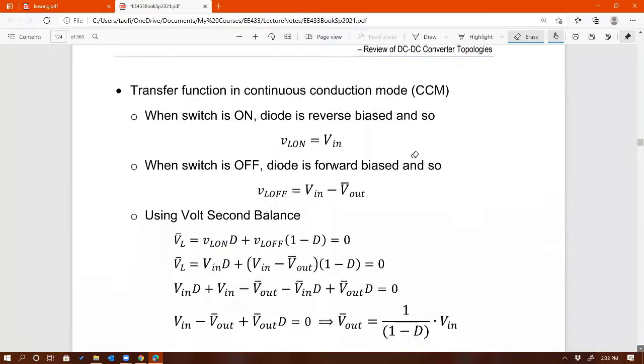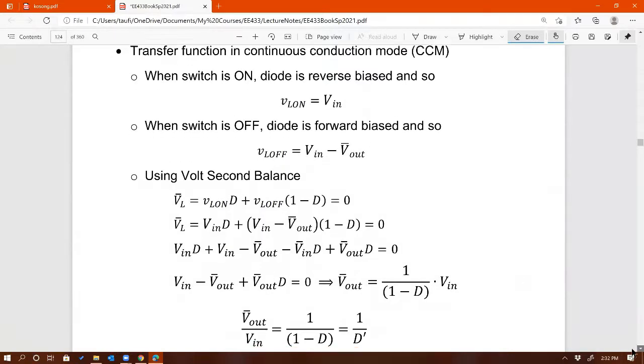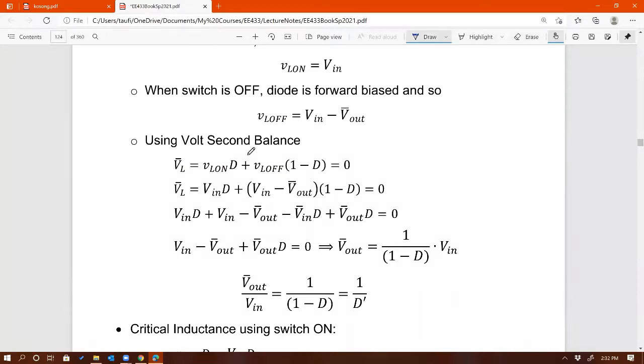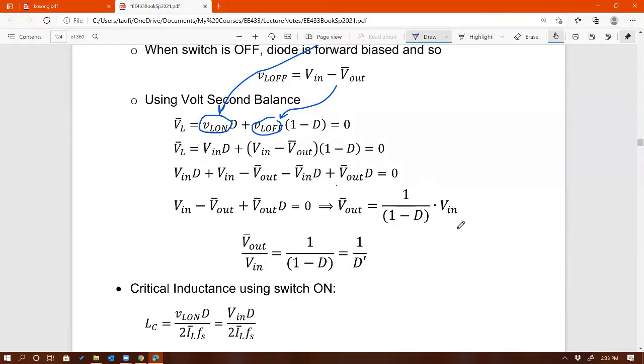Now that I know VL on and VL off, I'm ready to derive the transfer function, same as for the buck. The volt-second balance is VL on times D plus VL off times (1 minus D) equals 0. We already know VL on is V in, and VL off is V in minus V out. The rest is just algebra. At the end, you get the transfer function for a boost converter: V out over V in equals 1 over (1 minus D).